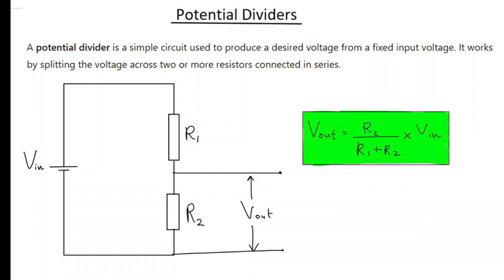For an example, let's imagine the input voltage is 10 volts and R1 is 3 ohms, R2 is 5 ohms. So if you want to get the output voltage, all you need to do is V out is equal to R2, which is 5, over the sum of the resistors, 3 add 5, 8, multiplied by the input, which is 10. So the output voltage is 6.25 volts.